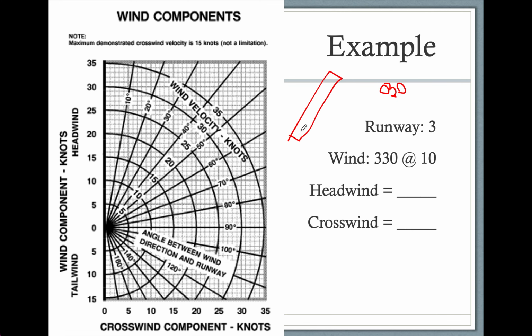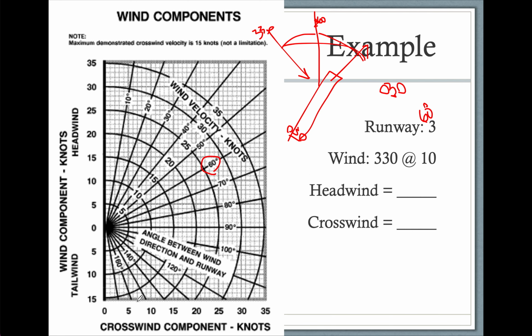Now, if I'm on runway 3, I'm facing 030 degrees. And if the wind's coming from 330, I have to figure out the angle between these two. What's this angle here? Now, I kind of picked these numbers because it's easy. Straight north would be 360. I'm 30 degrees to the right of it, and then the wind is 30 degrees to the left of it. If I add 30 plus 30, I end up with 60 degrees. All right, so both these are telling me that I have a 60-degree difference between the wind direction and the runway.